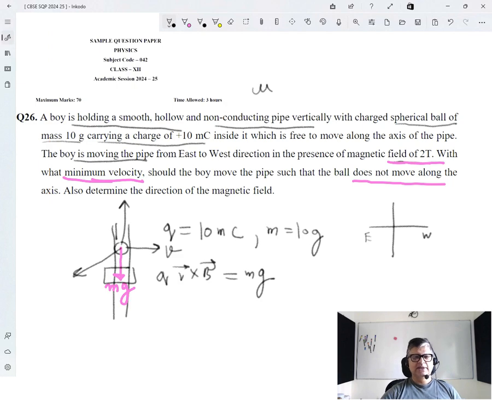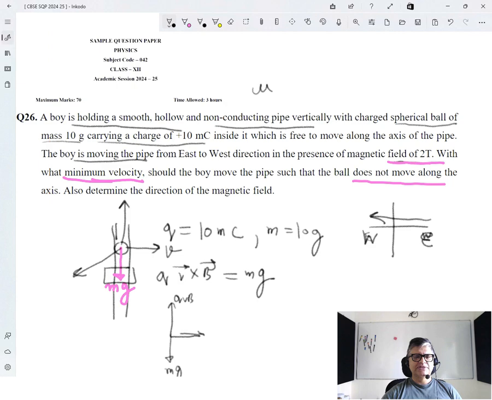This 2 Tesla field should be outward, right? If I draw axes like this, this is my gravitational force mg, and this is my qvB force on the y-axis. On the x-axis, I'm moving from east to west. I'm sorry, I should have shown west here and east here, and the motion is in this direction.